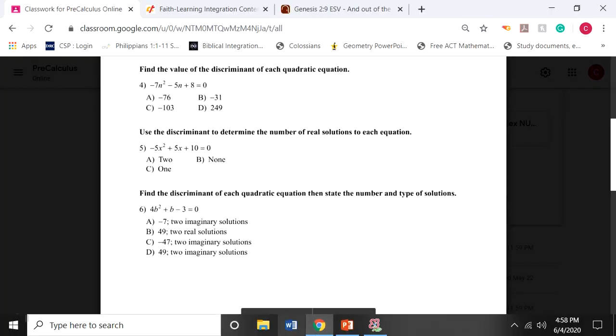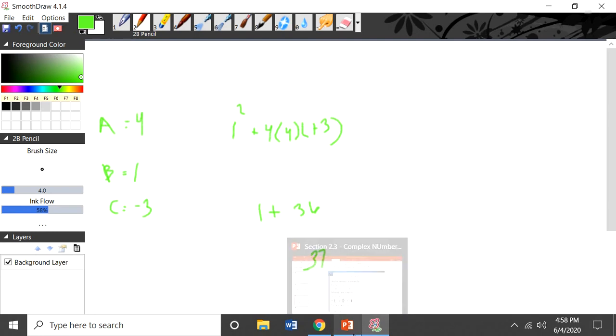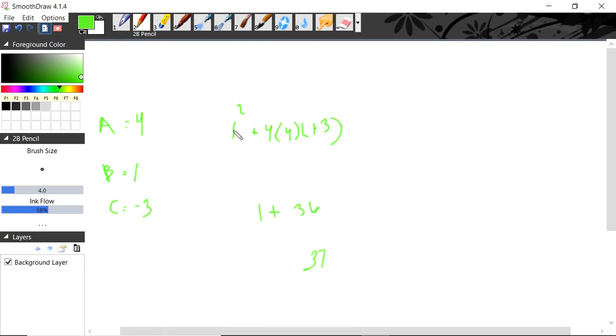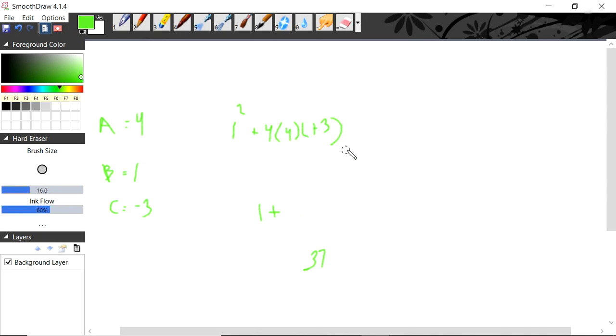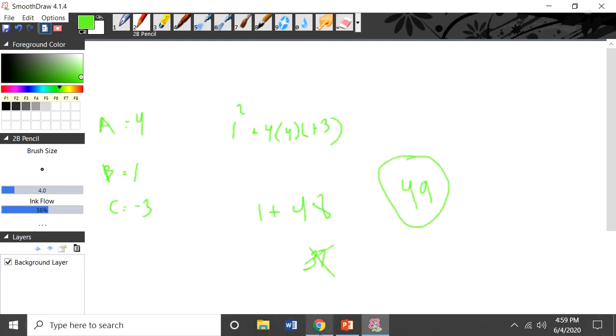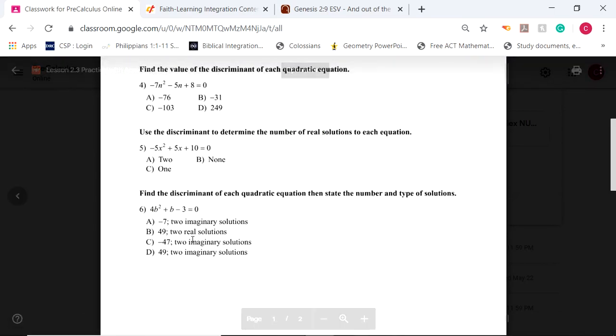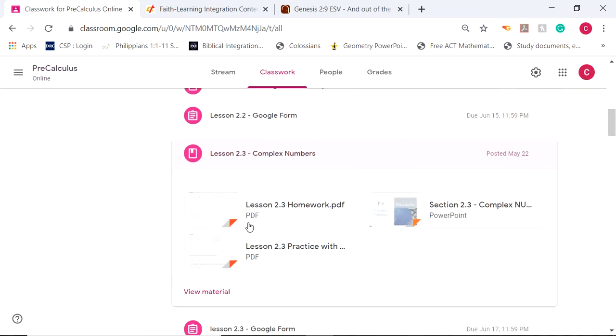Oh wow, I did that wrong. Where did I go wrong here? Oh, can't do math right, can I? So, let me do math right. 4 times 3 is 12. 12 times 4 is 48. So it won't be 37. It's going to be 49 positive. And when you get 49 positive, it's going to be 2 reals or 2 imaginary. Well, since it's positive, it's 2 reals. So it'd be 6.